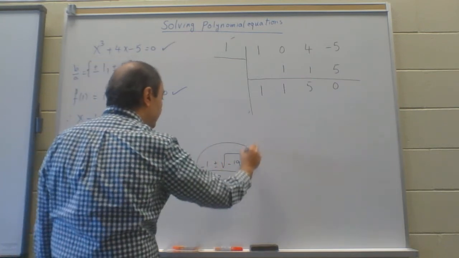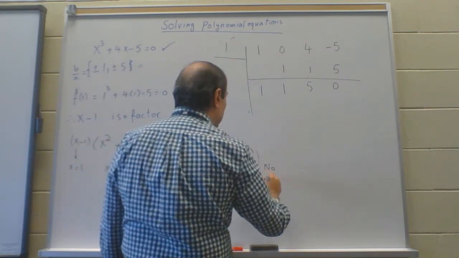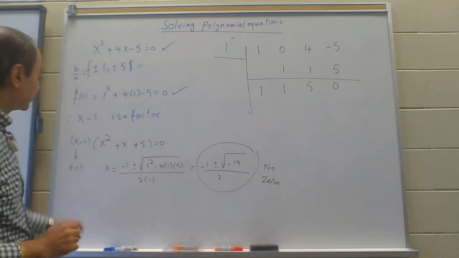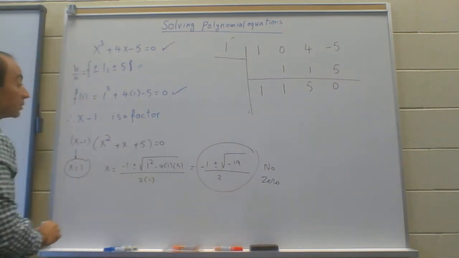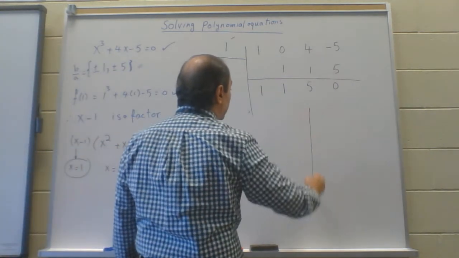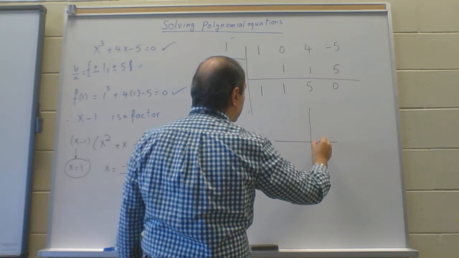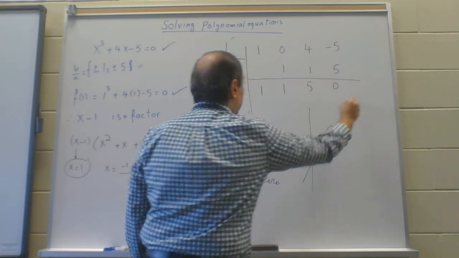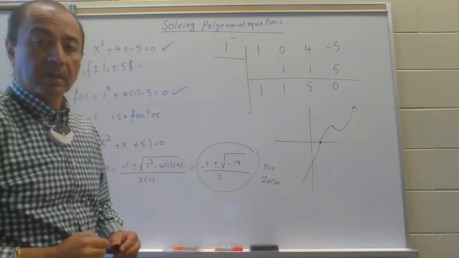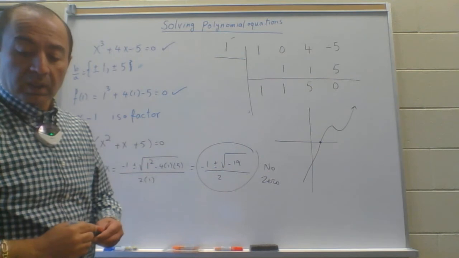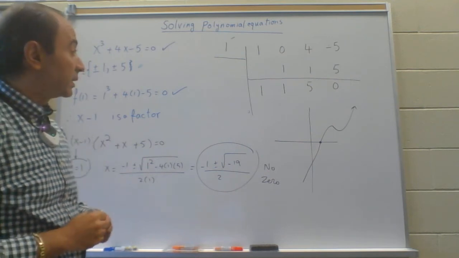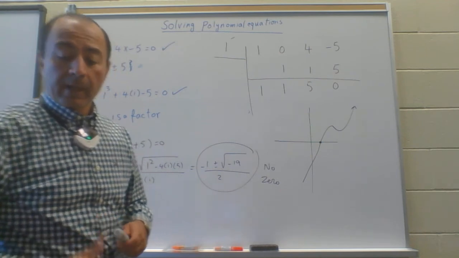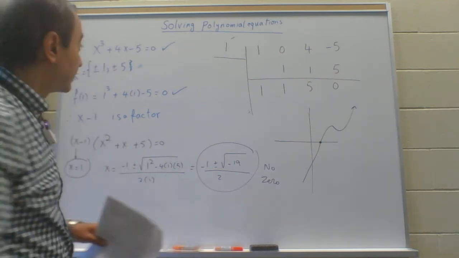So from here, there is no 0, because I cannot find the square root of a negative number, so we only have one real root at 1. So probably this polynomial will look like this. It has 1, 0 like that, and then it stops here. Okay, this is another example of solving a polynomial. I can do another example.